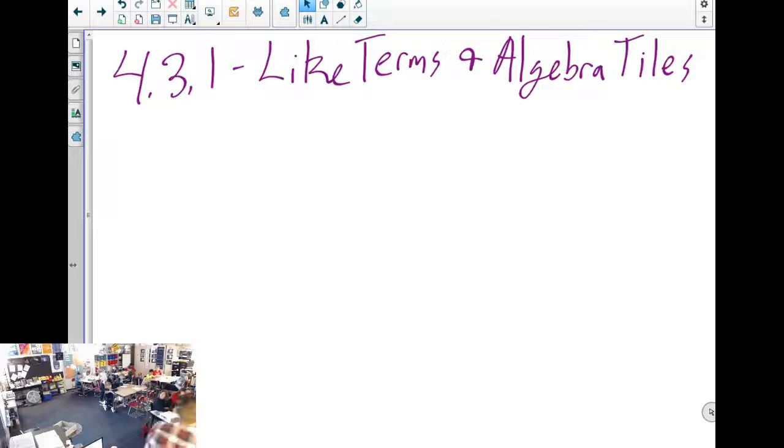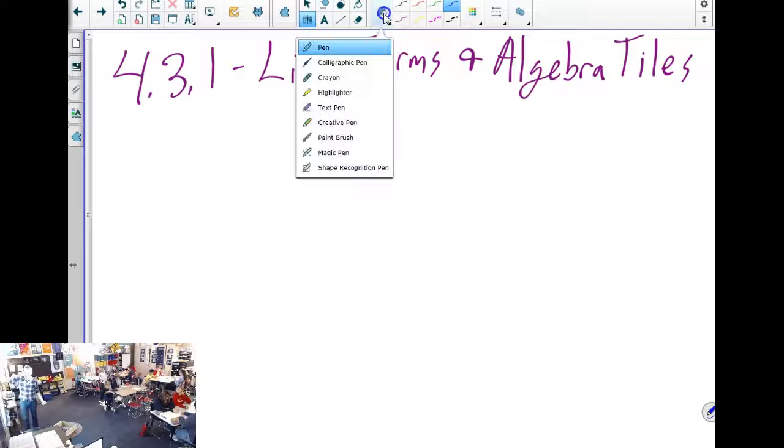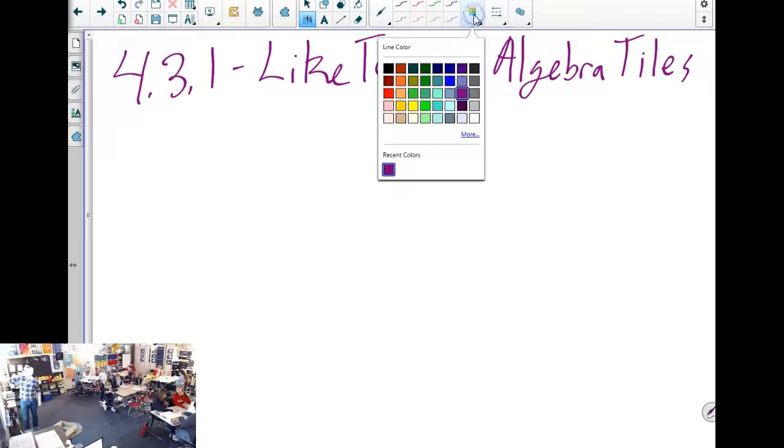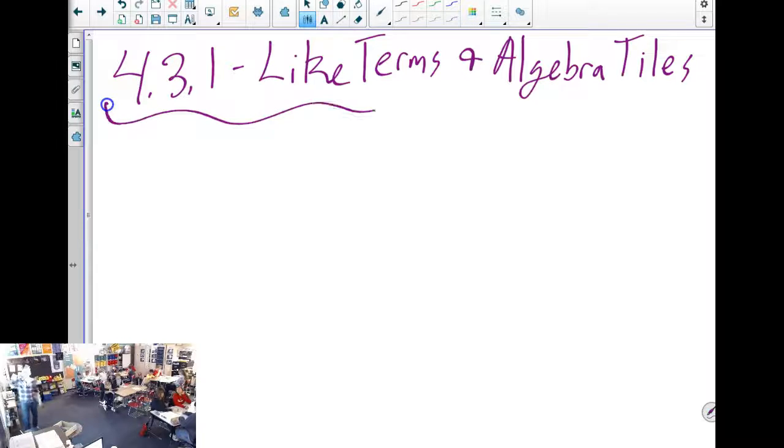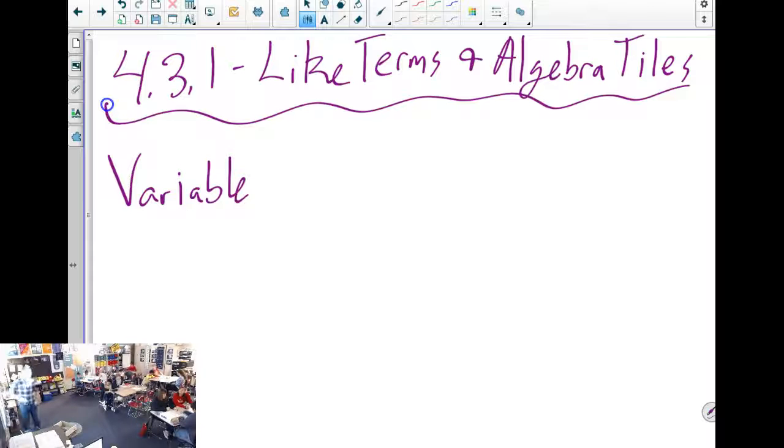What does it mean when in math we talk about variables versus constants? So if we start talking about like terms, one of the first things we start talking about is variables. But what does that actually mean? Go ahead and write that down.